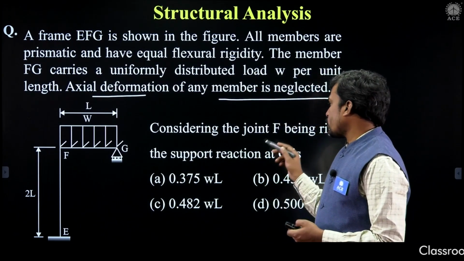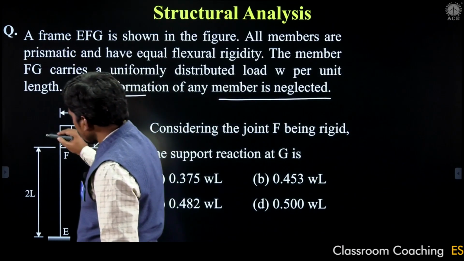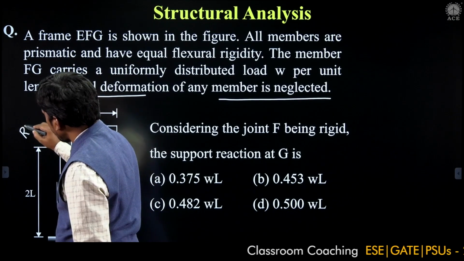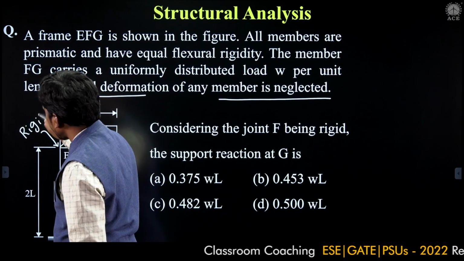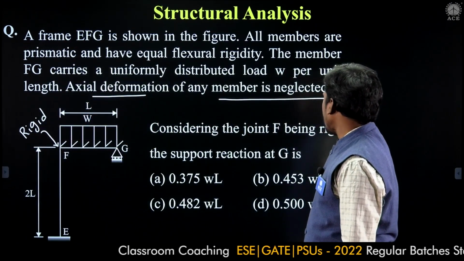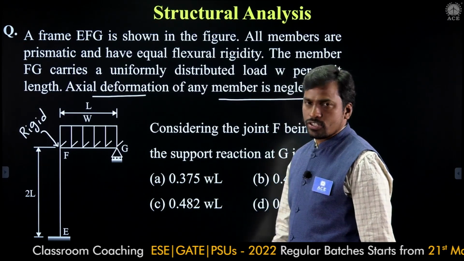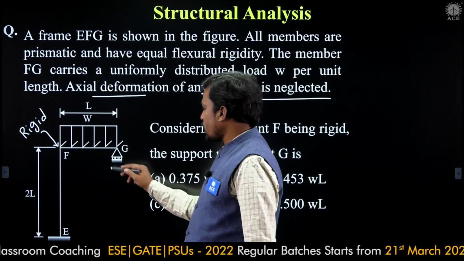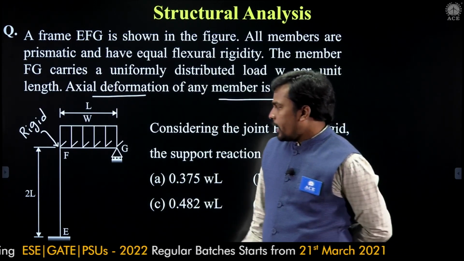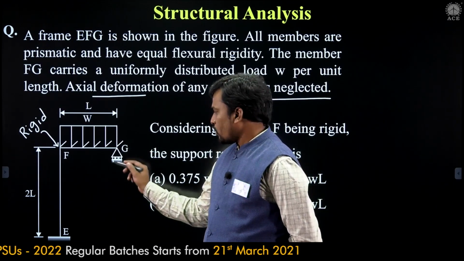Then, considering the joint F being rigid. The question says joint F is a rigid joint, and asks us to find the support reaction at joint G. At G, which support is it? Roller support, right?